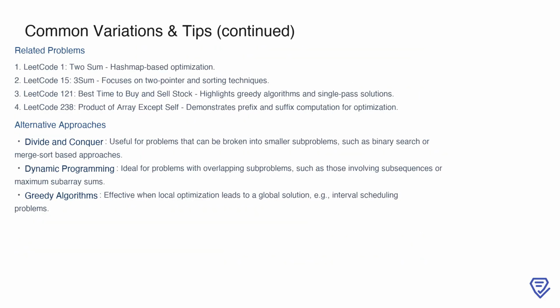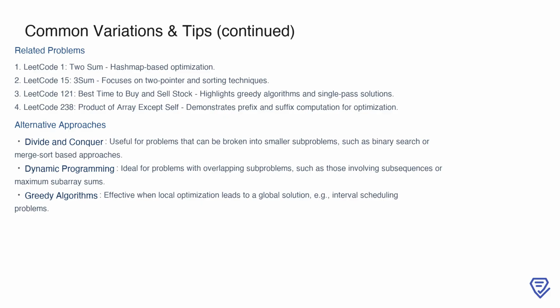Now, let's look at some related problems and alternative approaches. For example, the Two Sum problem showcases how a hash map can optimize solutions for quick lookups, while Three Sum highlights the two-pointer technique combined with sorting. The Best Time to Buy and Sell Stock problem demonstrates how greedy algorithms and single-pass solutions can simplify complex tasks. And the Product of Array Except Self problem is a great example of using prefix and suffix calculations to optimize computations.